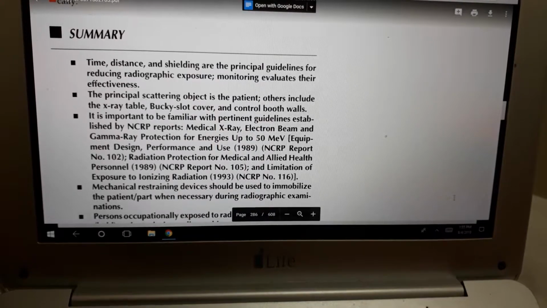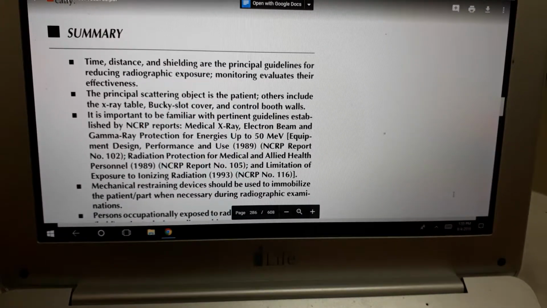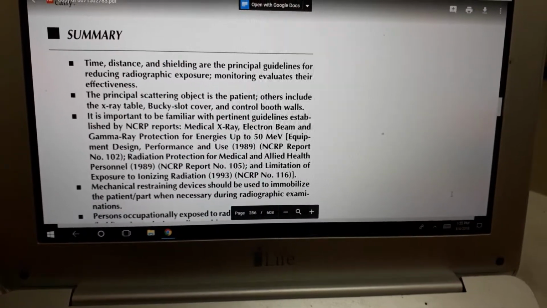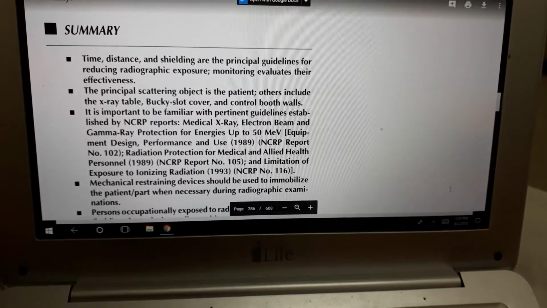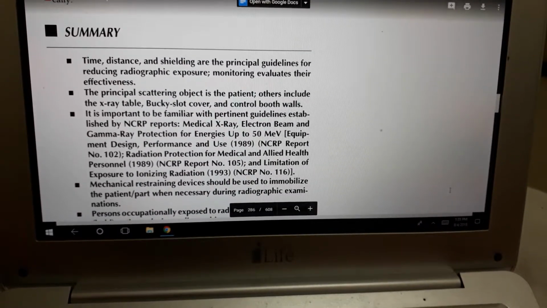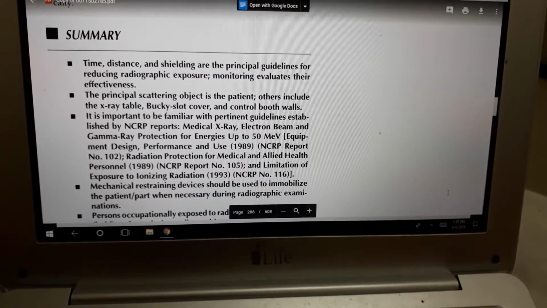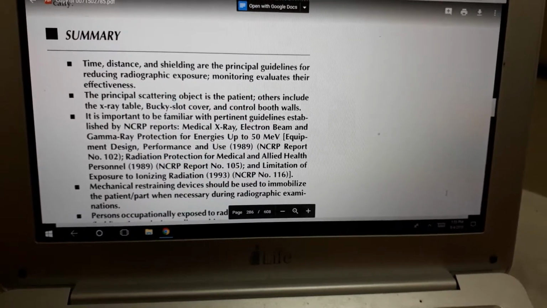Monitor and evaluate their effectiveness. The principal scattering object is the patient. Others include the X-ray table, buckets, short cover, and control booth wall. It is important to be familiar with the patient guidelines established by the NCRP reports.